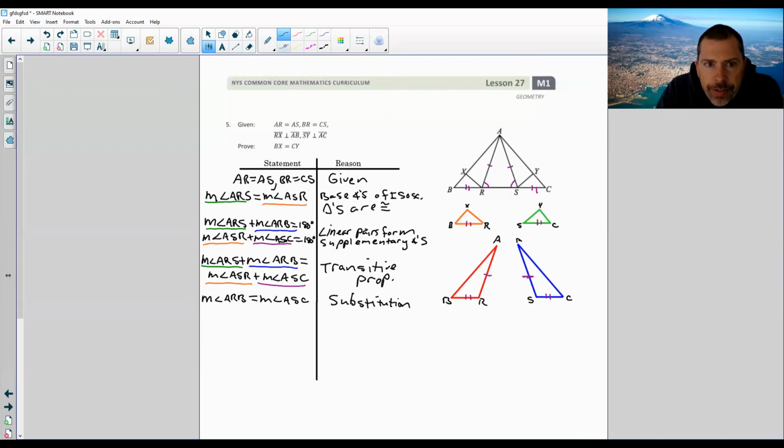All right, so now let's label our diagram. ARB, which is here, is equal to ASC. Well, isn't that beautiful? I can now say the triangles are congruent, because BR is equal to CS, that was a given. So now I can say triangle ARB is congruent to triangle ASC. Reason: side, angle, side. There's a side here, there's an included angle here, and there's a side there. All right, so we have the triangles congruent.